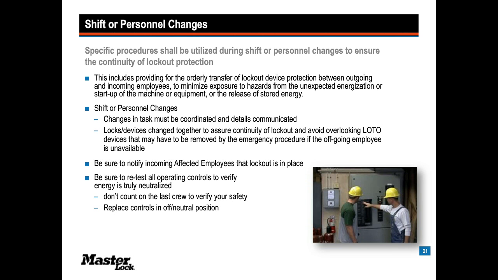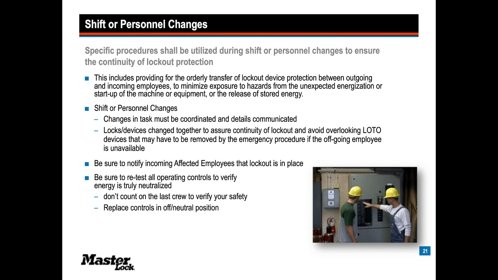Knowing that a job is going to bridge multiple work shifts requires communication to take place, and that is either the second shift coming in early or the first shift staying a little bit later, so there's coordination and sign off. The best thing to do is for the first shift people to be able to hand off each lockout isolation point to the incoming crews. Locks and devices are changed together to assure continuity of lockout and to prevent overlooking lockout devices that may have to be removed by emergency procedures if the outgoing workers are unavailable.